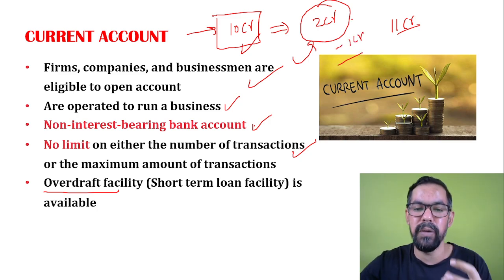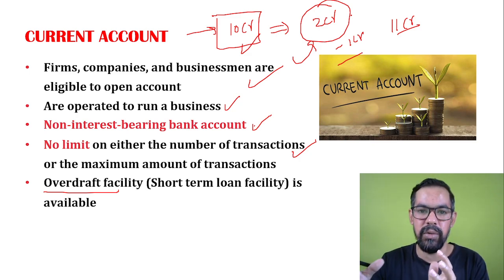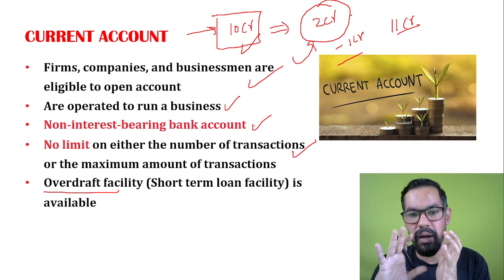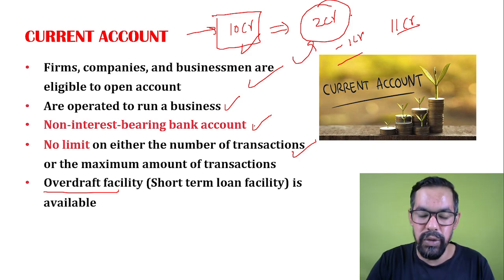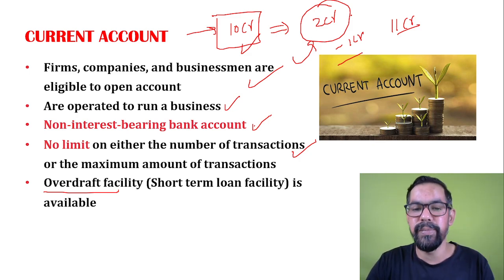For repayment of the overdraft you are given a time duration. In that time period you have to repay that money, otherwise the bank will charge some interest and they'll impose some penalties as well.